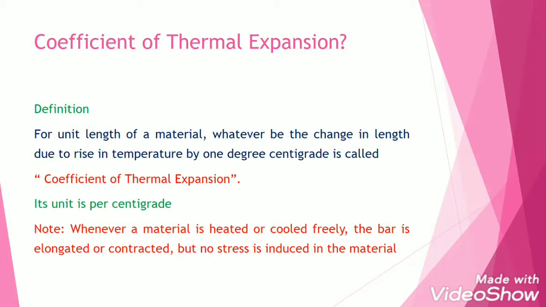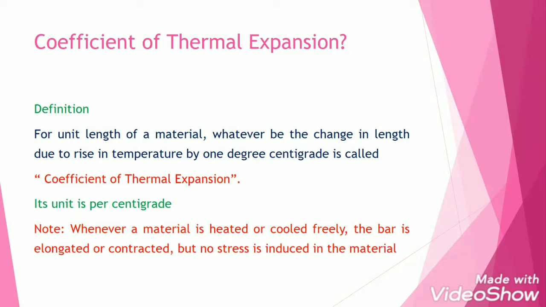To find out the coefficient of thermal expansion, you can do a test. You can take 1 meter length of any material, or 1 millimeter, or 1 centimeter, and raise the temperature by only 1 degree centigrade. For any material of unit length, whatever the change in length due to a rise in temperature of only 1 degree centigrade is called the coefficient of thermal expansion, and it is denoted as alpha.